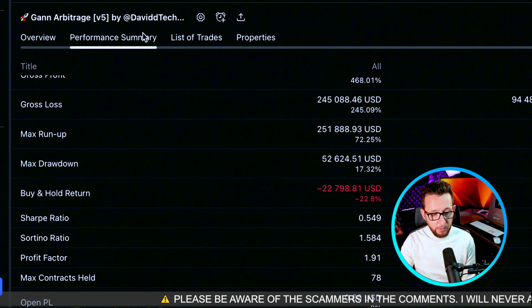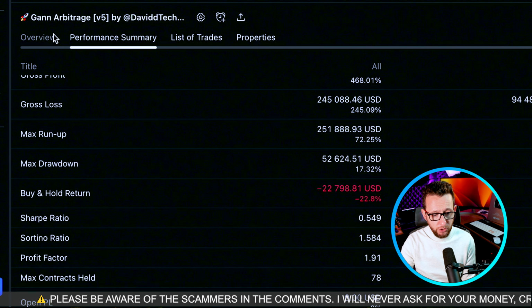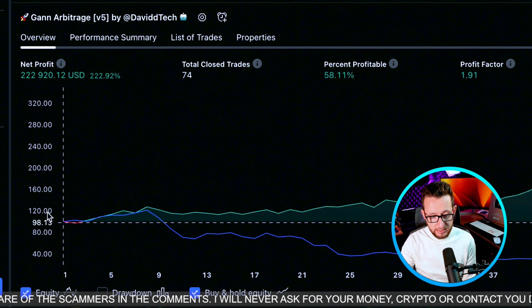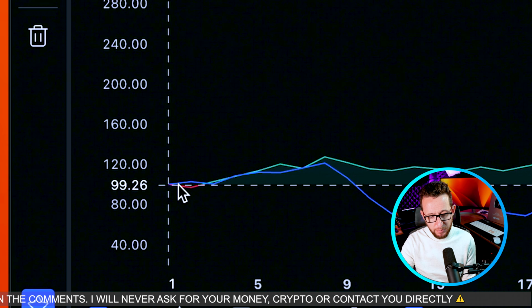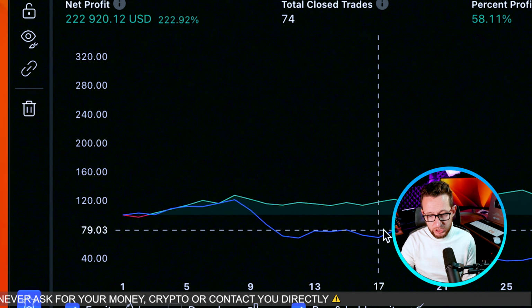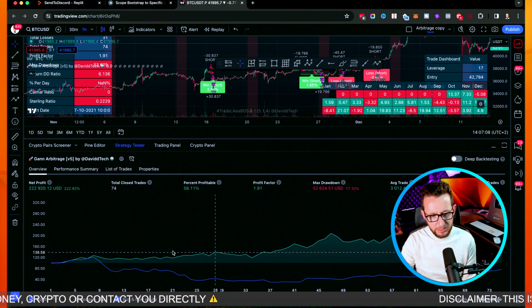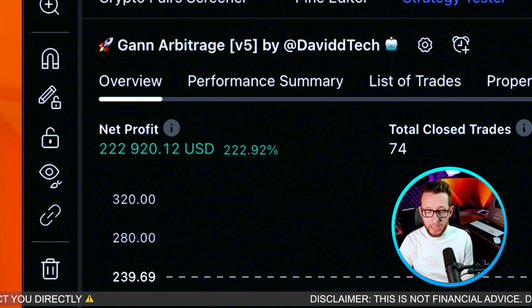If we continue going down, we can see that the buy and hold is minus 22%, so that means we absolutely smashed that. What this actually means is it's this blue line here. If you would have purchased Bitcoin at this very point, at the same point as you started the trading strategy, you would actually be down 22% on your initial investment, whereas with this trading strategy you would be up 222%, which is absolutely awesome.